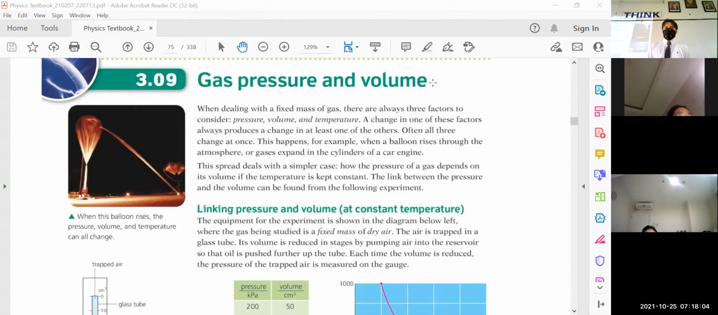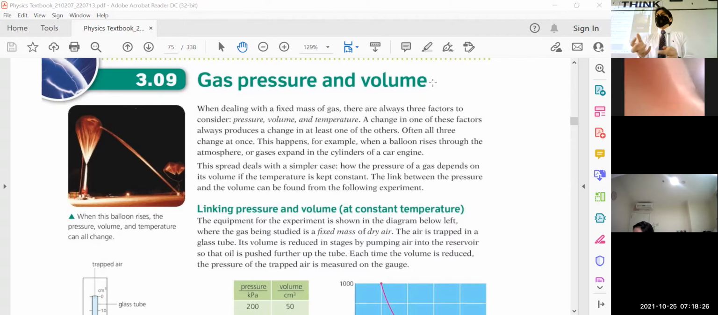Now, children, today we are going to move on to our next topic, and the heading you can see is gas pressure and volume. This gas pressure and volume is a part of chapter number 5, kinetic theory of gases. Chapter number 5, kinetic theory of gases. And this topic is extremely used in chemistry.